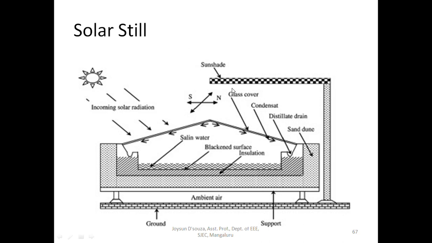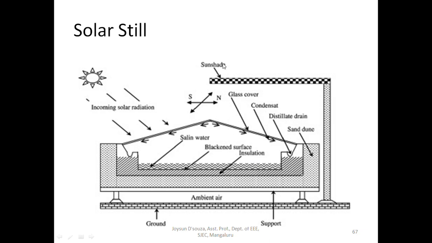Let's see the parts. This is the sunshade, in the shape of an inverted V, or a kind of triangle shape. This is your glass cover. Over here is saline water, which obviously means water that has salt content. You have your black surface, your insulation, and this is sand, a sand dune, it's filled with sand. You have the ambient air, the ground, and your support. All these things will be there.